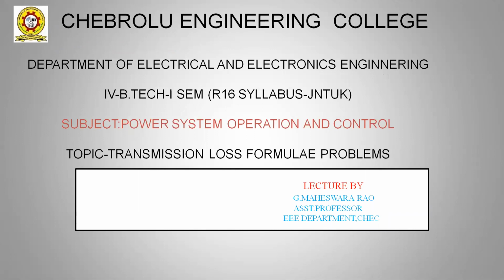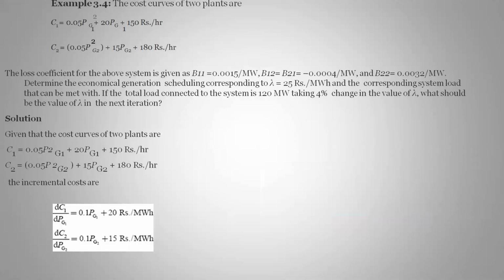Good morning to all. Today we are discussing the transmission loss coefficient formula using some problems. First, one small example. The cost curves of two plants are C1, C2. C1 is 0.05 Pg1 square plus 20 Pg1 plus 150 rupees per hour. And second, C2 is 0.05 Pg2 square plus 15 Pg2 plus 180 rupees per hour. So first, the given two characteristic equations, cost characteristics equations C1, C2.